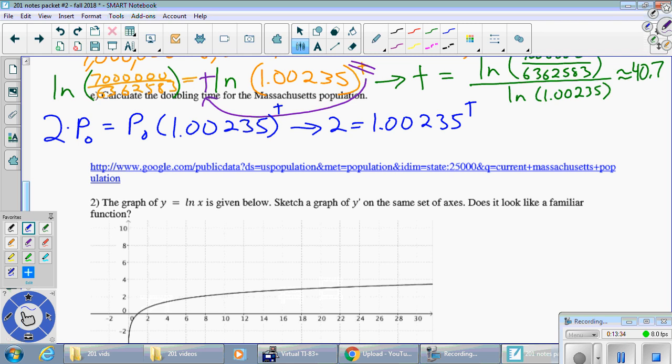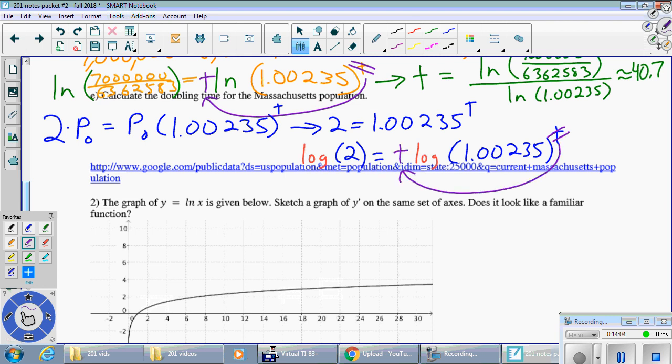Okay, the variable's in the exponent, so logs are the tool of choice. So we're going to do, let's do common log this time. Change it up. Who says we can't be wild and crazy? So this is log of 2 equals, and then the log on the right-hand side, 1.00235 to the t. But again, our favorite property of logs is that log of something to a power, that power can get picked up and go right down into the front. And so then our final answer here is t equals, so divide both sides by log of 1.00235.